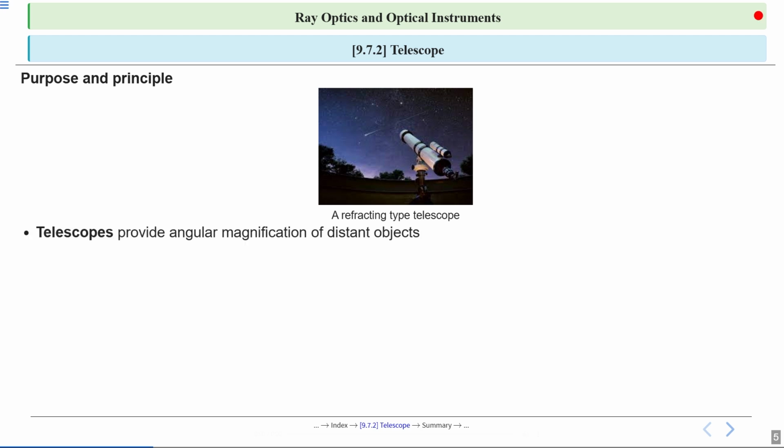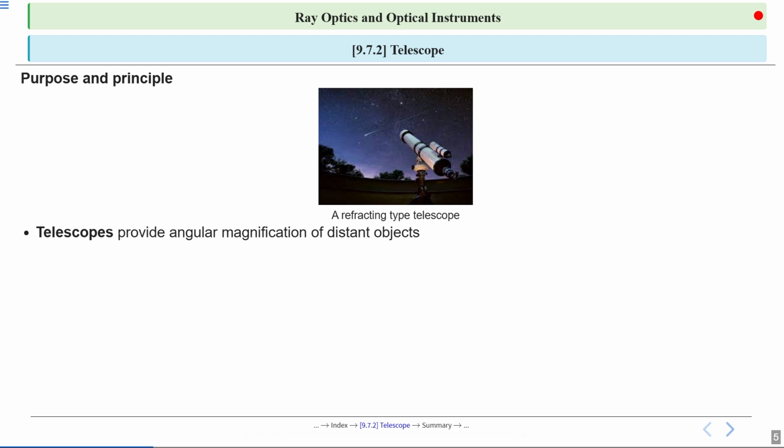Telescopes are designed to provide angular magnification of distant objects. This means they make faraway objects appear larger and closer, allowing us to study them in greater detail. They do not magnify smaller objects. They bring the distant objects closer to our eye. They observe already large bodies, heavenly bodies, but they are at a very far distance from us.